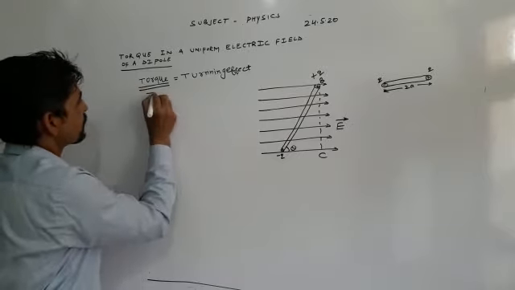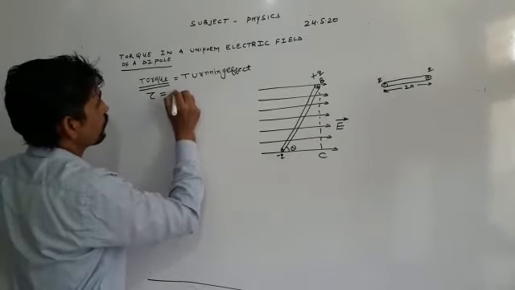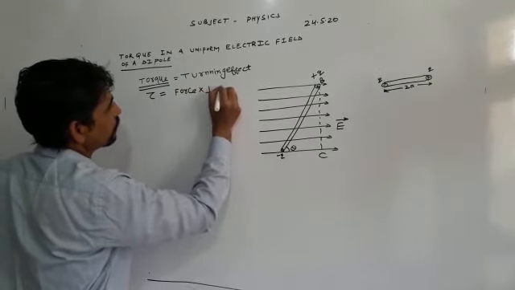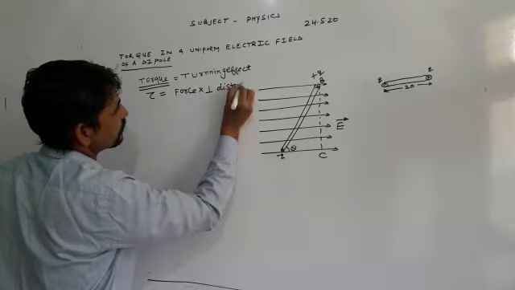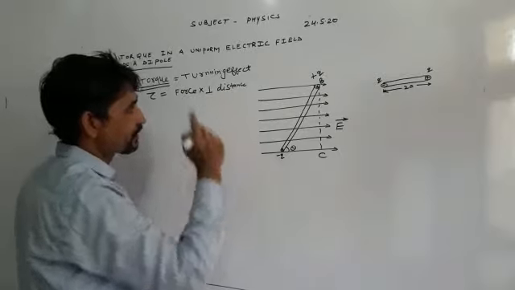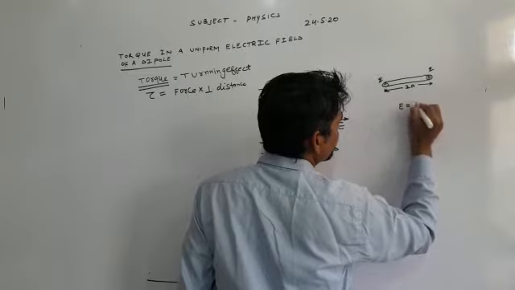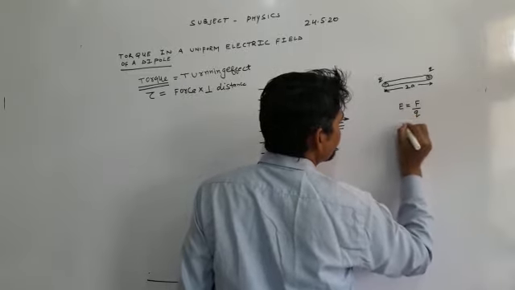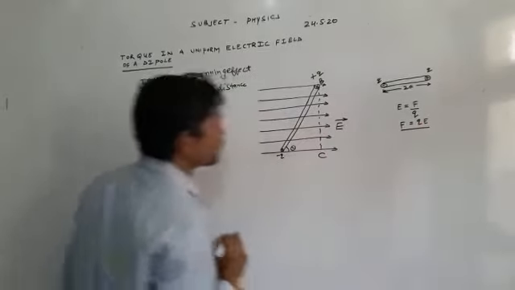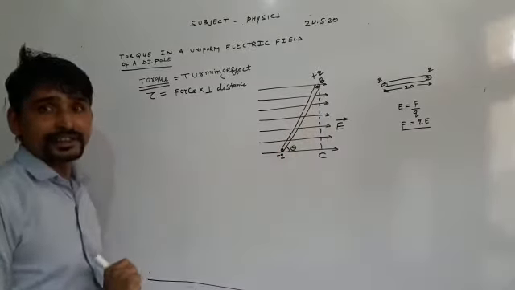Symbol of torque is tau, and basic formula: force multiplied by perpendicular distance. So in electric field, the formula of force is E equals F by Q, then F equals Q into E. But there are two charges, plus Q and minus Q.